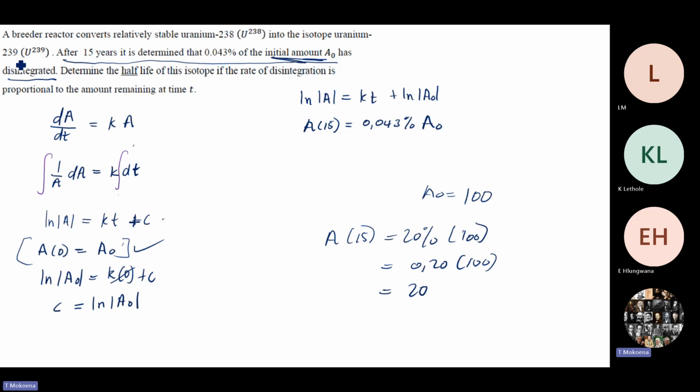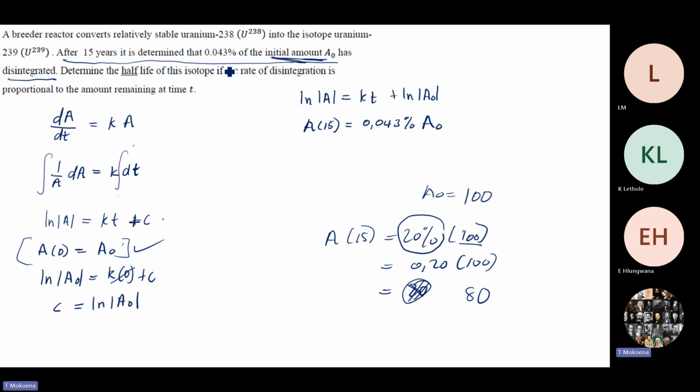When they say disintegrated, they say 15 years later, 20% of 100, it has broken down. So that means if 20% is broken down, meaning this 20, it is no longer there. It doesn't exist after 15 years. That means we are left with what? If 20 is not there, therefore that means we are left with 80.